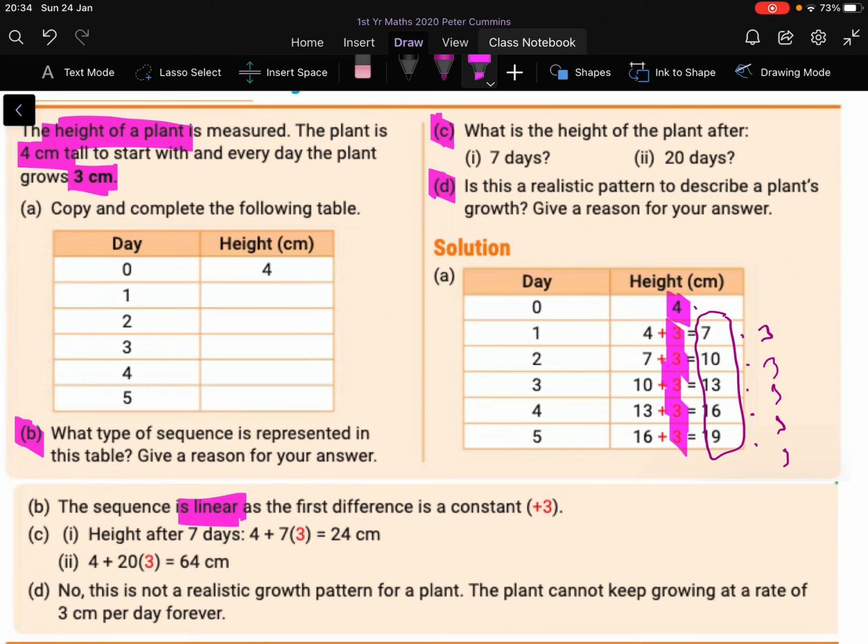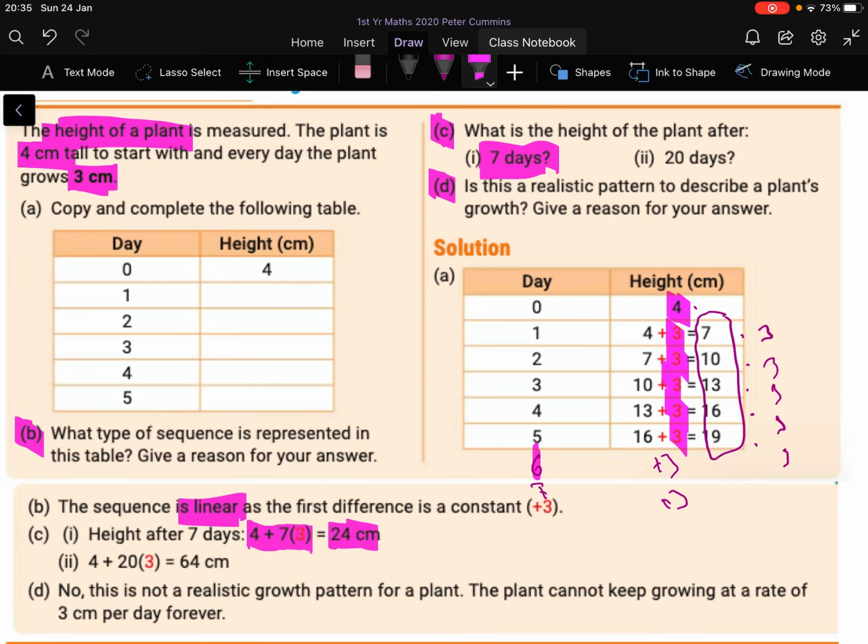So the height after 7 days, you could do this easy enough by doing 6 and 7 and adding 3 and adding 3 again and working it out that way. Or you could say, right, I had 4 centimeters at the start, and then I had 7 days of 3 centimeters a day. So 4 plus 7 multiplied by 3, which gives you an answer of 24.